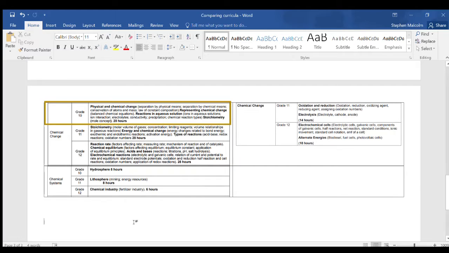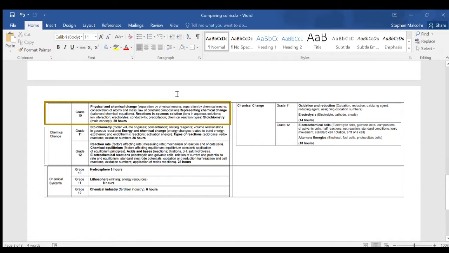Now, there is a huge section of the grade 10 syllabus that focuses on the difference between a physical and a chemical change and representing chemical change, such as in balanced chemical equations. But as I said, balancing chemical equations is brought into the matter and materials. I just don't know if there'll be enough time or a context to understand the balancing of chemical equations.